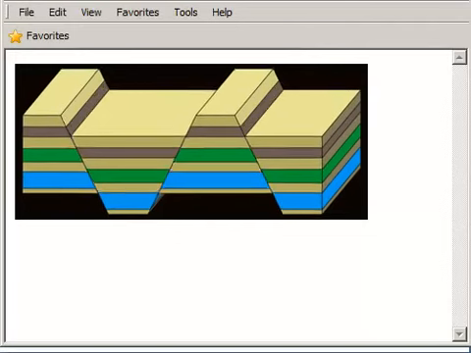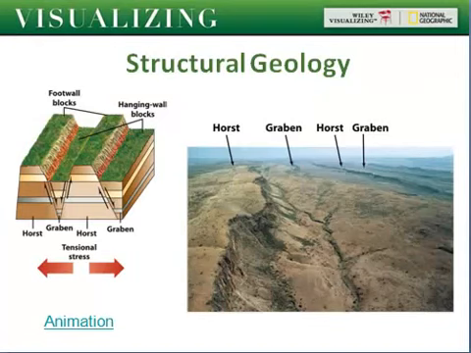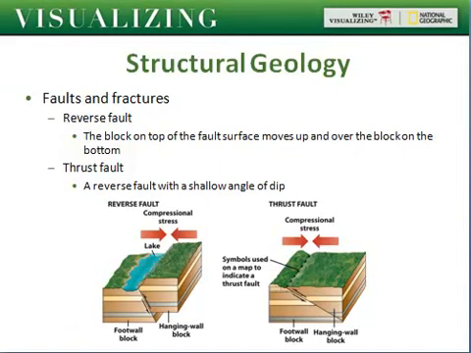Now you can see that the hanging walls are moving downward with respect to the foot walls. Now another type of faulting that we study in structural geology is a reverse fault or a thrust fault. Compressive stresses produce these two types of faults, where the hanging wall moves upward relative to the foot wall.